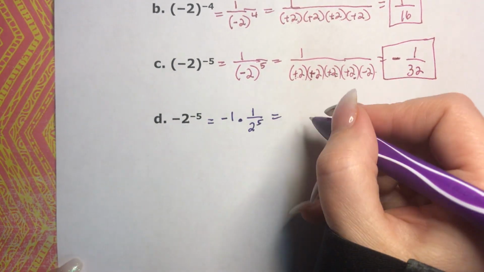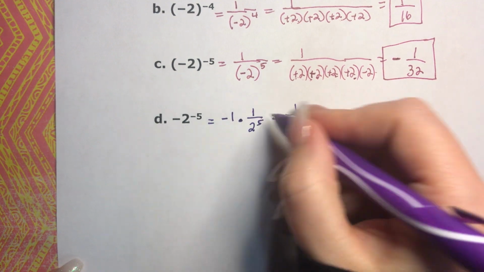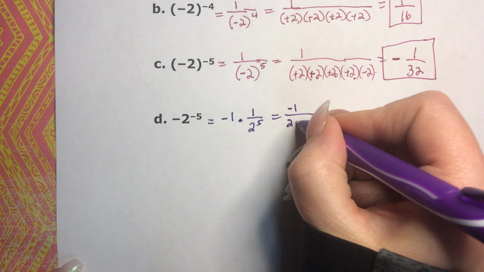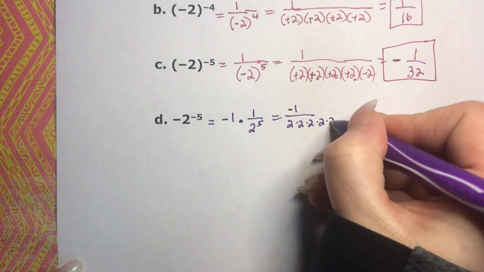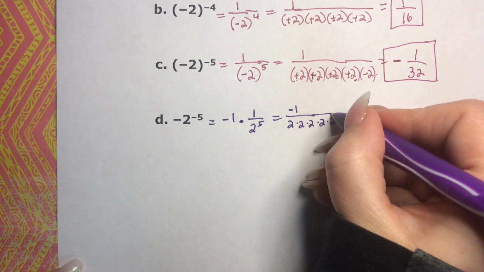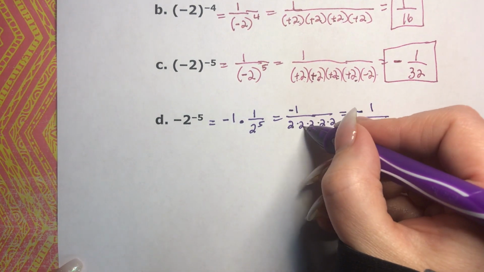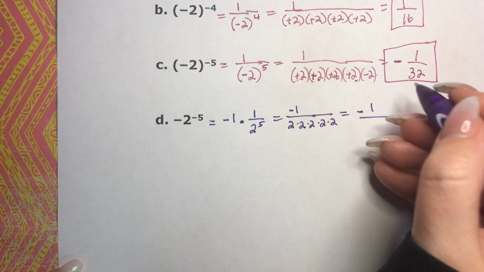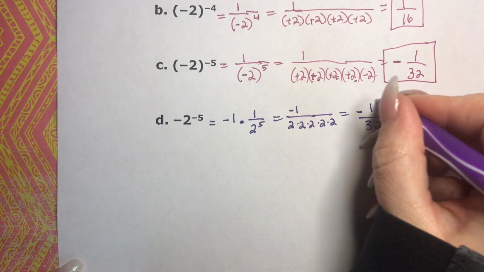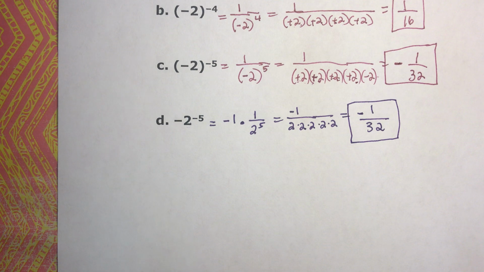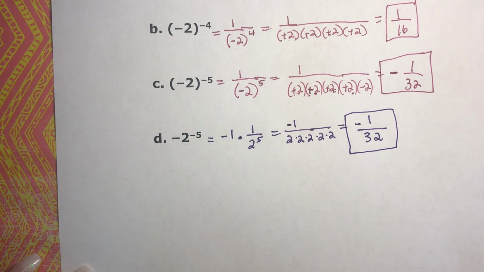Which is the same thing as, it's just going to be negative 1 times 1, which is negative 1, over 2 times 2 times 2 times 2 times 2, 1, 2, 3, 4, 5, which equals negative 1 over 2 times 2 is 4, times 2 is 8, times 2 is 16, times 2 is 32. So if you got all 4 of those right, you did a wonderful job, and I'll see you in a little bit for example 3.